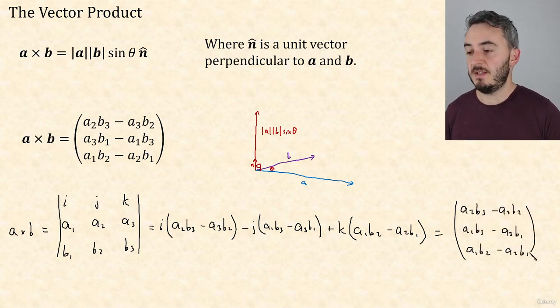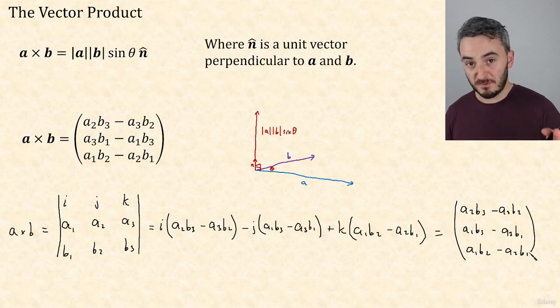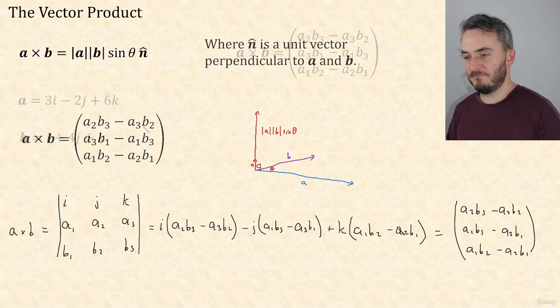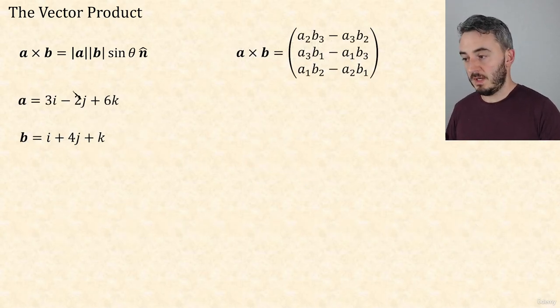So let's go ahead and just apply that. Like I said, an optional video later on will give you a derivation of why these two forms are the same, but we'll come to that later on. Okay, so here are two vectors, A and B. So let's compute the cross product now.